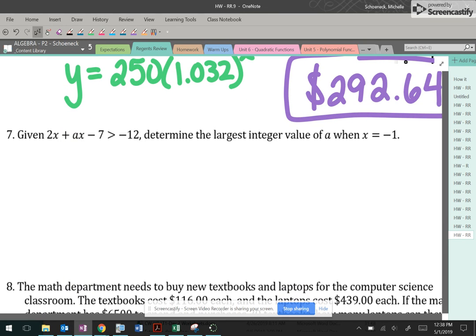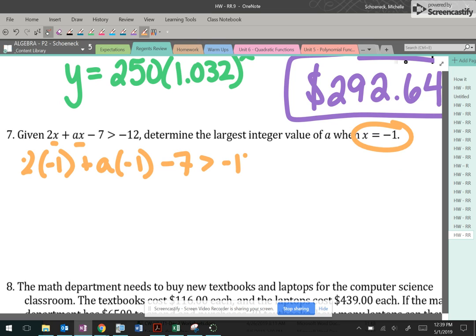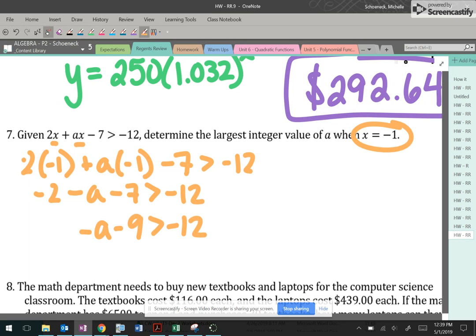Number 7, given 2x plus ax minus 7 is greater than negative 12, determine the largest integer value of a when x equals negative 1. So we have two variables here, a and x, but it tells us that x is negative 1, so we're just going to substitute that in. And I'm going to simplify that down. That's negative 2 minus a minus 7 is greater than negative 12, or negative a minus 9 is greater than negative 12.